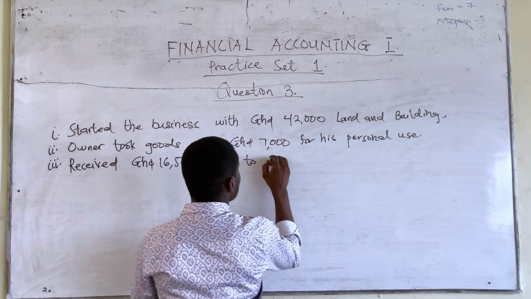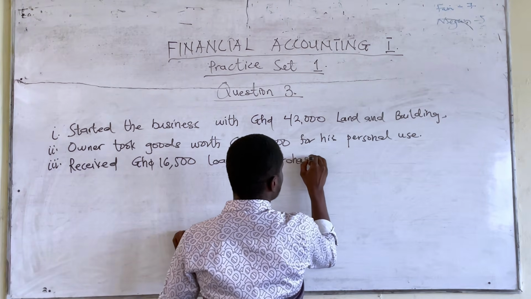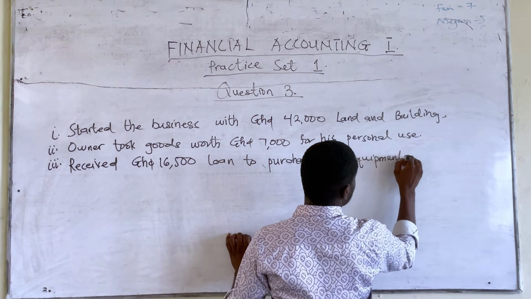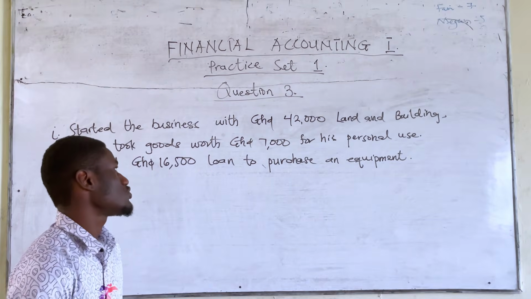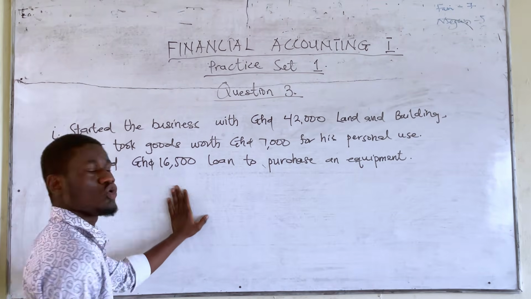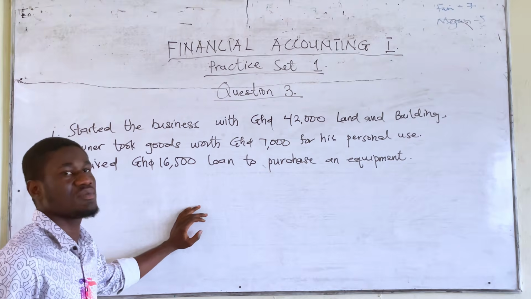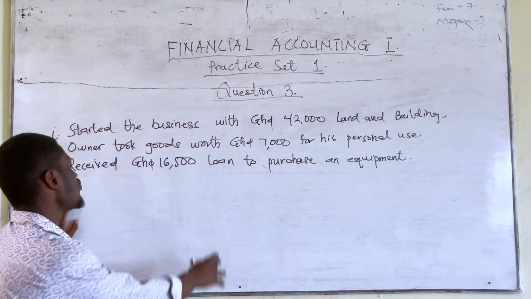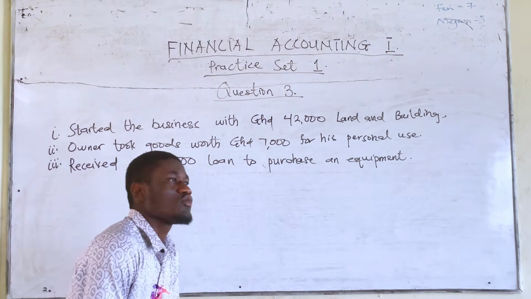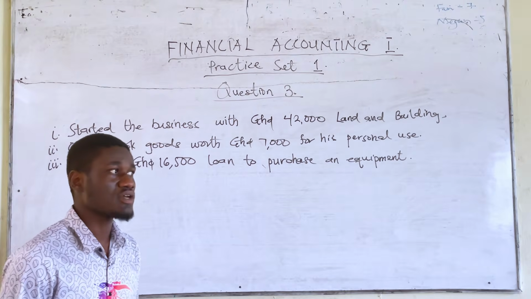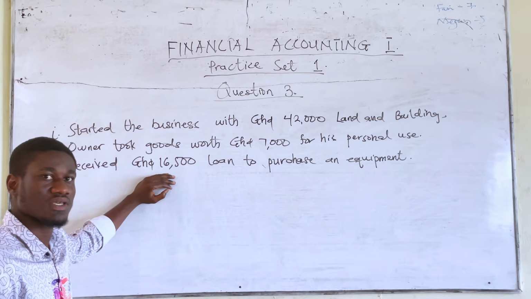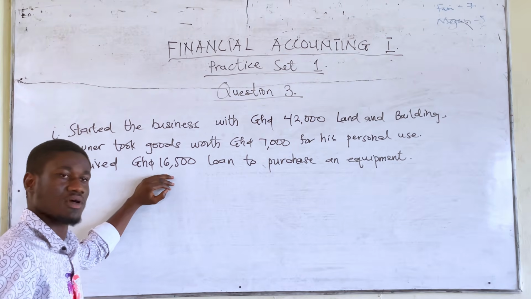Loan to purchase an equipment. You see, when we want to check if it's correct, when we receive a loan, it is a liability, so it will increase our liability. We receive the loan, so our loan is going to increase. If we were owing zero amount of loan, now we are supposed to pay 16,500. You get it? So the loan amount has increased.